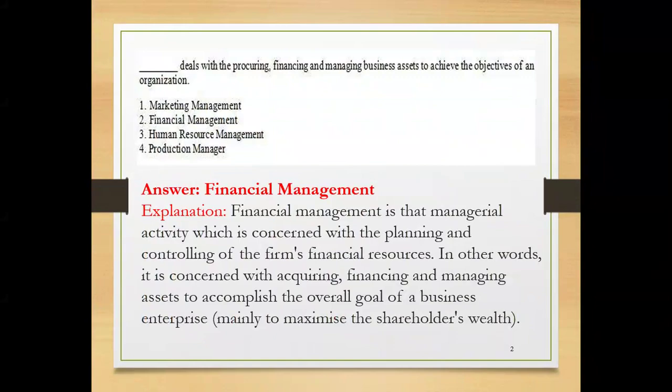Right. The main function of financial management is how to acquire the funds and how to utilize the funds. So financial management is the managerial activity which is concerned with planning and controlling of the firm's financial resources. In other words, it is concerned with acquiring or procuring or obtaining, financing, and managing assets to accomplish the overall goals of the business enterprise. Mainly, the main objective of financial management is to maximize shareholders' wealth. Then move on to another question.